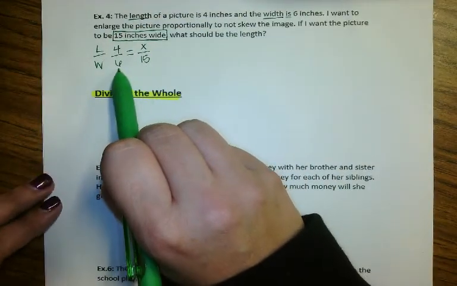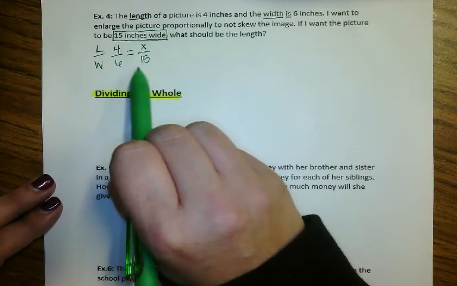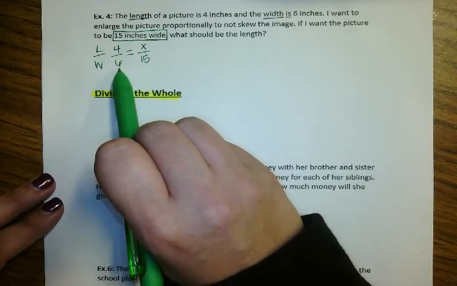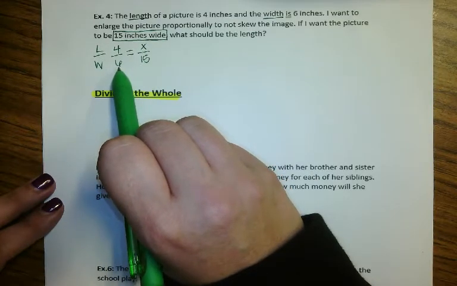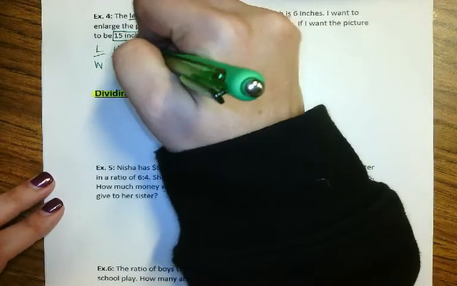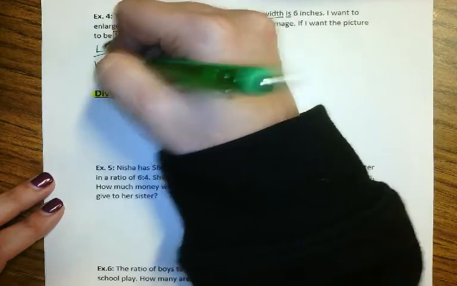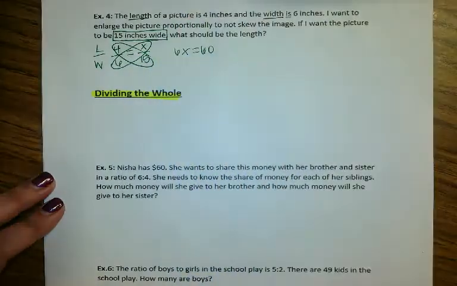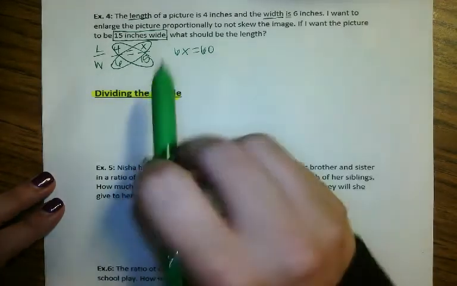So if I was going to use a scale factor, I would be considering these two terms here because that's where I have both pieces of information. There is not a whole number that I can multiply by 6 to get 15, so it's hard to find the scale factor, so we are going to use our cross products again. 6 times x is 6x, and 4 times 15 is 60.